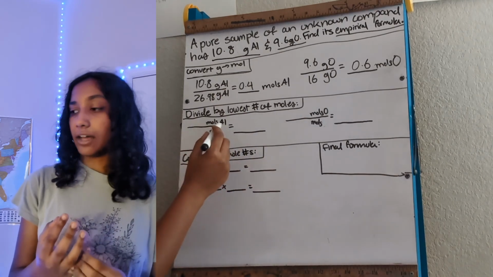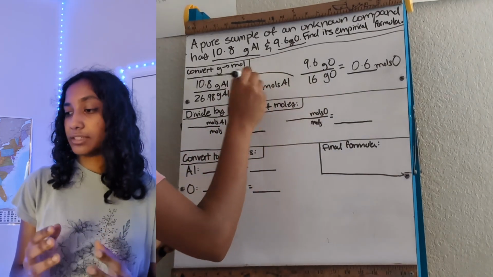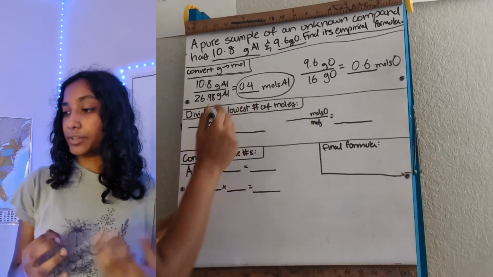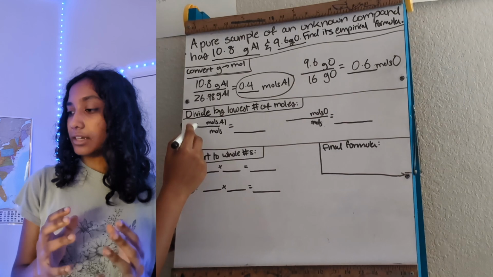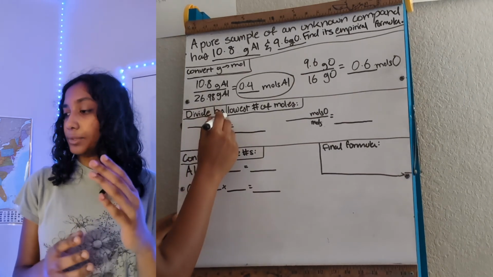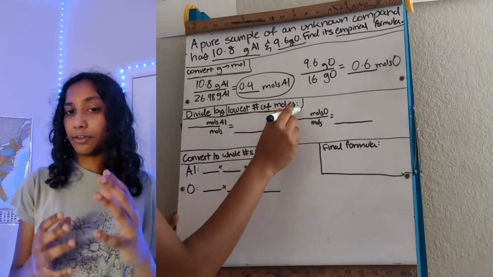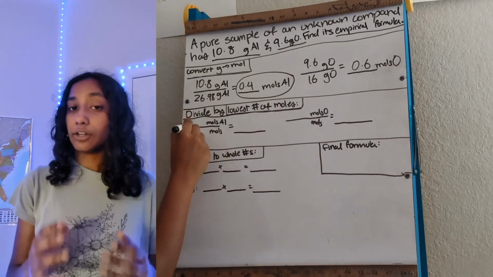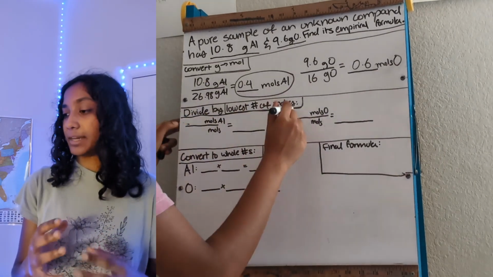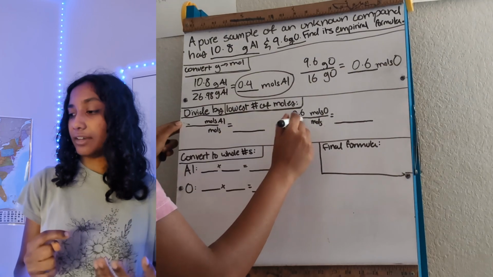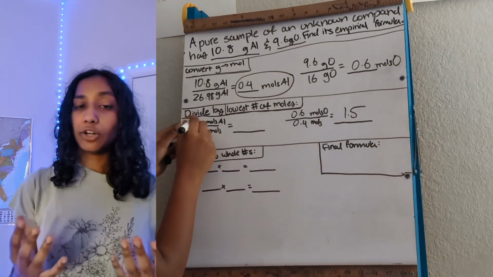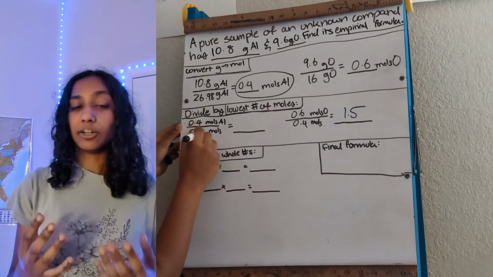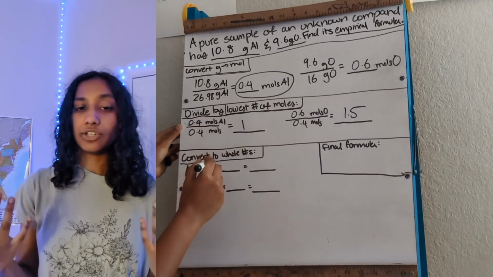Then we're going to find the element with the lowest number of moles. In this case, it's aluminum with 0.4 moles. We then divide all the number of moles by the number of moles of aluminum. 0.6 moles of oxygen divided by 0.4 gives us 1.5. So the ratio for oxygen is 1.5. 0.4 moles of aluminum divided by 0.4 gives us 1, so the ratio for aluminum is 1.